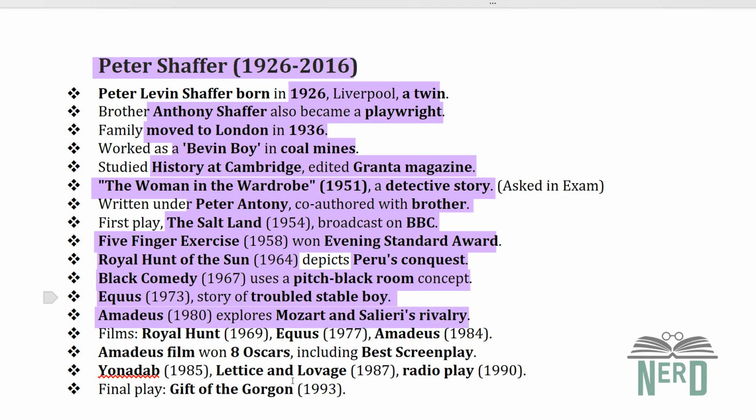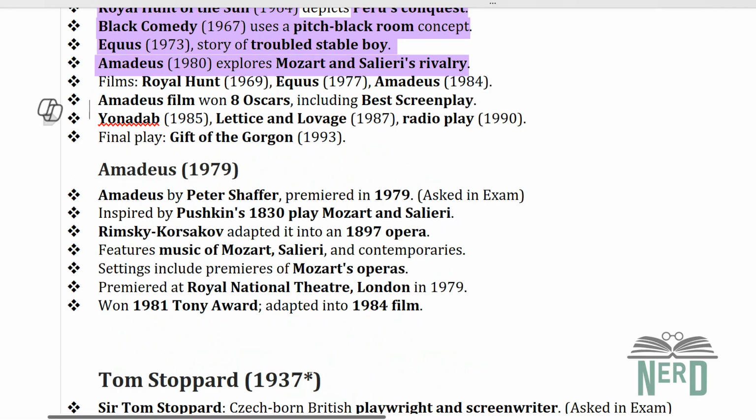Amadeus was inspired by Pushkin's 1830 play Mozart and Salieri, which Rimsky-Korsakov later turned into an opera in 1897. Shaffer reimagined that rivalry between the genius Mozart and the envious court composer Salieri as a profound meditation on creativity, jealousy, and divine injustice. The play first premiered at the Royal National Theatre, London in 1979 and later won the 1981 Tony Award. Its 1984 film adaptation, directed by Miloš Forman, went on to win 8 Academy Awards, including Best Picture and Best Screenplay for Shaffer.